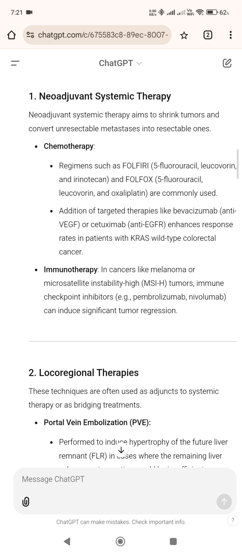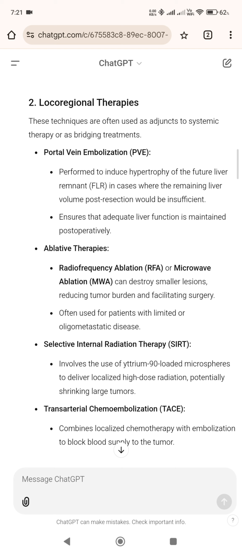2. Locoregional therapies. These techniques are often used as adjuncts to systemic therapy or as bridging treatments. Portal vein embolization, PVE, is performed to induce hypertrophy of the future liver remnant, FLR, in cases where the remaining liver volume post-resection would be insufficient, ensuring that adequate liver function is maintained postoperatively.